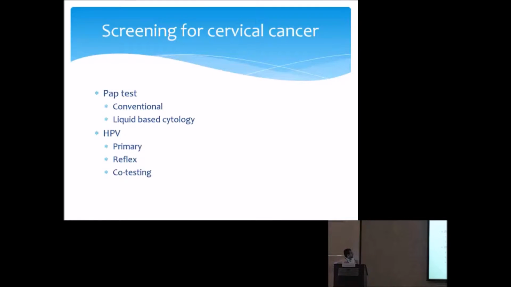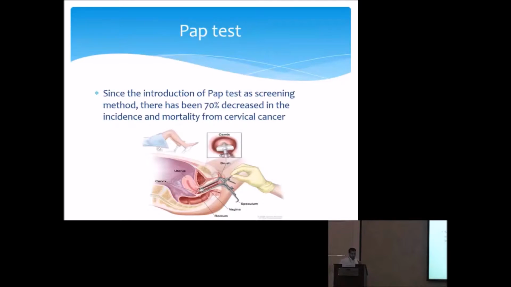So for screening for cervical cancer, we do have the pap test. There is the conventional and the liquid-based cytology, and there is the HPV test. It could be used as primary, reflex, and co-testing. Reflex means that if you have an abnormal pap test such as ASCUS, then you would do an HPV test. The co-testing means you do them together, the pap and the HPV. Since the introduction of the pap test as a screening method, there has been a 70% decrease in the incidence and mortality from cervical cancer.